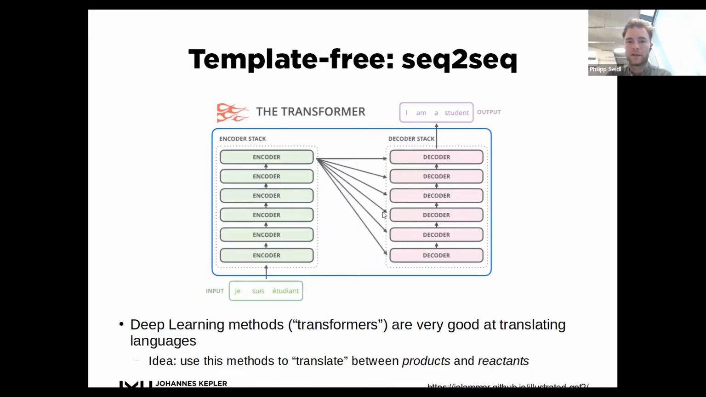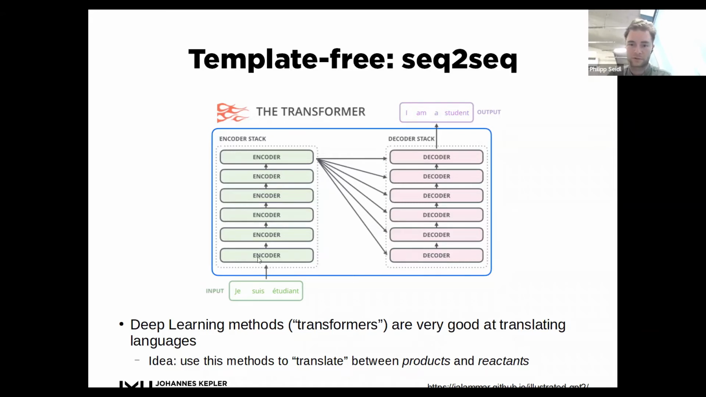Let's talk again about template-free approaches, as in Philipp Schwaller's talk. I think as of now, everyone has heard about those transformer models. They have taken the NLP domain by storm. They're really efficient. Their parallelizability really gives them an edge over, for example, recurrent models. And they perform really, really well in this translation task and other NLP tasks.